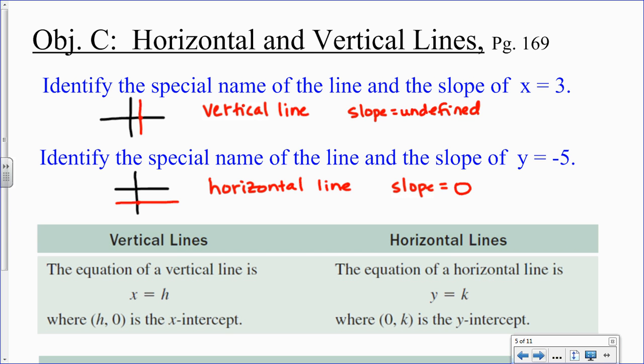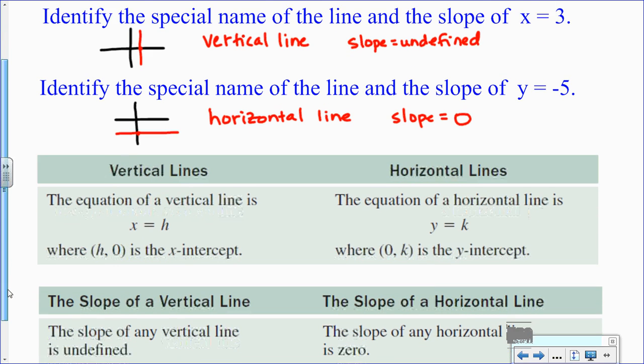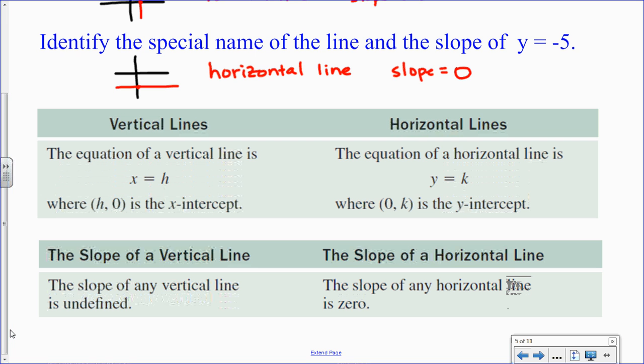So this chart talks about this here. X equals h, so vertical lines always are x equals. H is the x-intercept. Horizontal lines are always y equals, and whatever that is, k is your y-intercept. And this is what we just talked about. The slope of any vertical line is undefined. The slope of any horizontal line is 0.